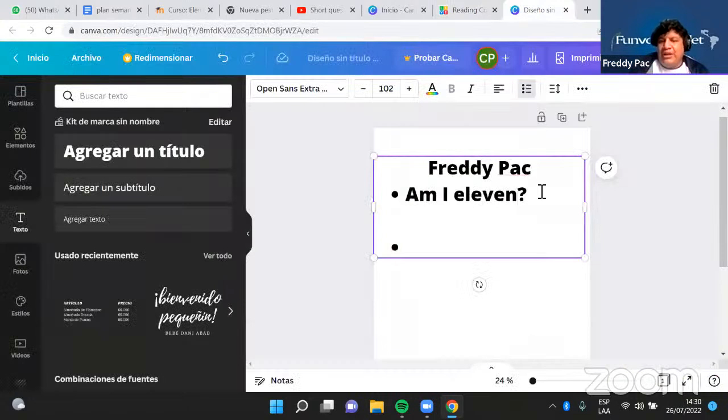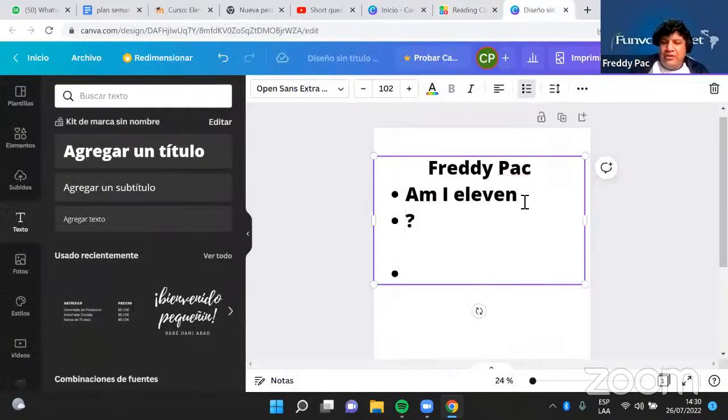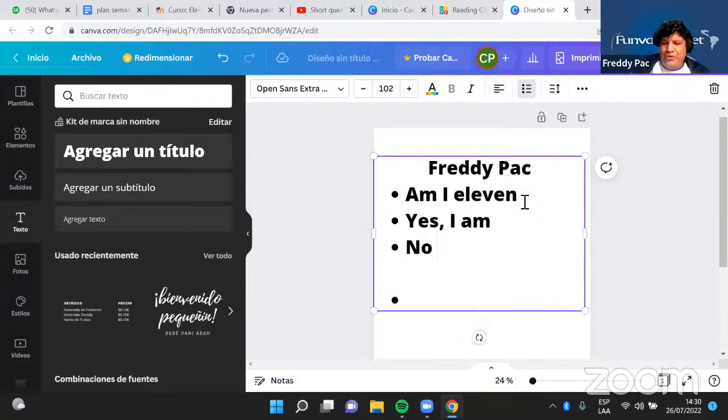For example, if you want, you can put the answer. The answer is yes, remember capital letter. Yes, comma, I am. No, comma, I am not. So you can put the options. Am I 11? If I put yes, I am, it is a good answer. If I put no, I am not, it is a bad answer, right? But now let's go with the second question.